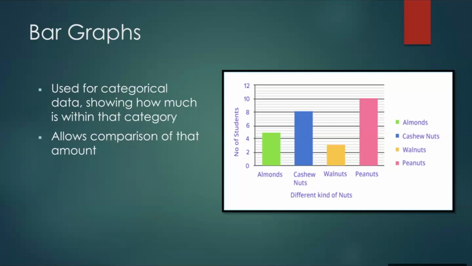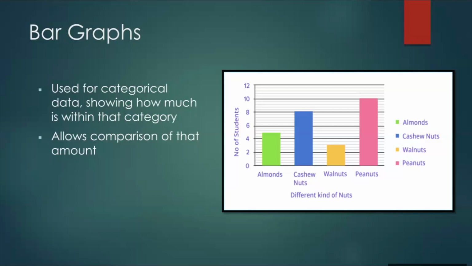So that looks like a little less than 5 students that voted for almonds. However, we want to make it a whole number because we can't have like 4.9 students. That'd be a little scary, right? So we'll just say 5 students who voted for almonds or who like almonds. For cashews, we have 8 students that like those. Walnuts, we have 3 students that like those. And peanuts, we have 10.